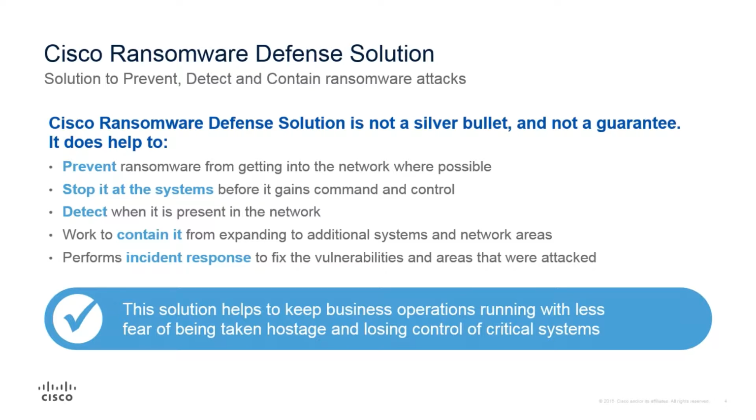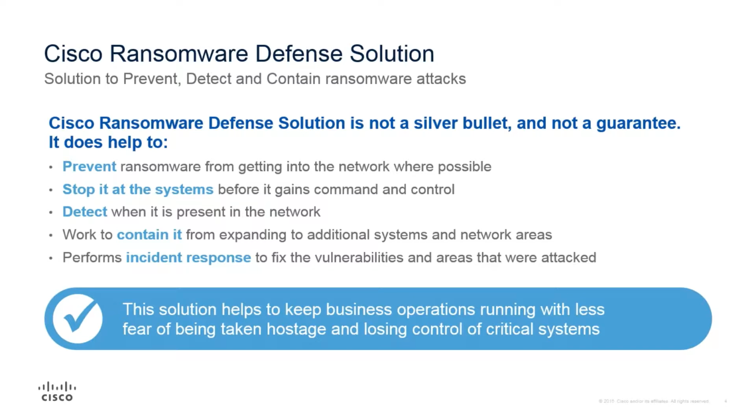What we do is we'll try to prevent ransomware from getting into that network whenever possible. We're going to stop it before it can gain that command and control communication. We'll detect it if it's present within the network. We're going to contain it, and then we can perform incident response to address those vulnerabilities and to remediate those problems.